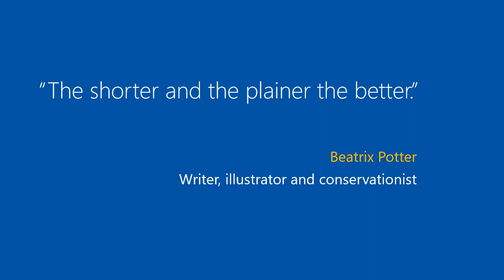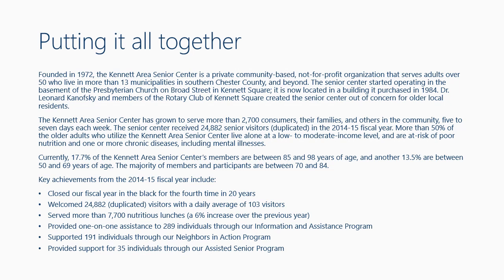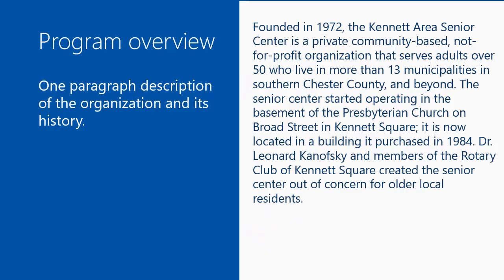Let's see how being clear, concise, and scannable can work with our proposal. This is an example from an organization in Pennsylvania. It's the overview section describing who they are. Let's zoom in on the first paragraph. Instead of pages of description, they provide a short overview of the organization and its history. They didn't just copy and paste their promotional materials. Instead, they wrote something clear and concise to meet the needs of the proposal requirements.